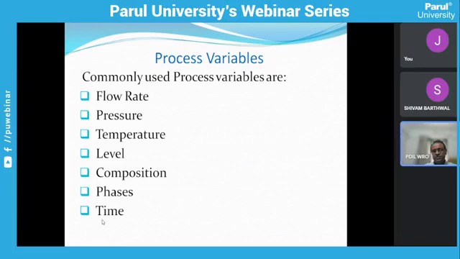The process variables commonly used during process design for a chemical plant are mainly flow rate, pressure, temperature, level, composition, phases, and time. Whenever we are operating a chemical plant, we also have to monitor these process variables, for controlling the temperature, for controlling the pressure, for taking necessary action whenever the pressure, temperature or flow rate is more than the set value. So these are the process variables which a chemical engineer always has to monitor and use for the design of a chemical process plant.